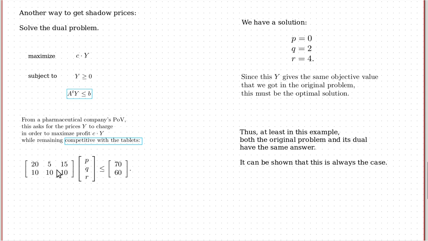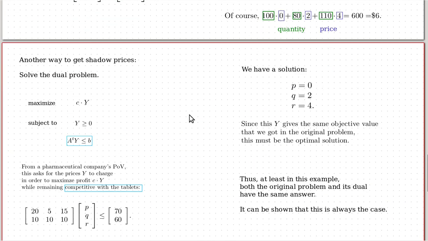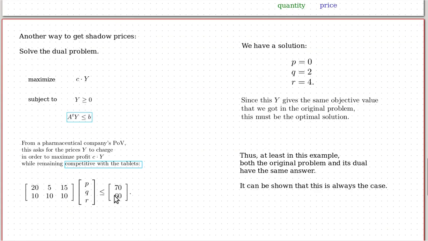Because when P is 0, it just reduces to 5Q plus 15R equals 70. Remember, that was the equation that we solved over here, right? So in fact, we solved this system of equations in Q and R. So we know that we're going to have equality here. So in particular, this inequality is satisfied.